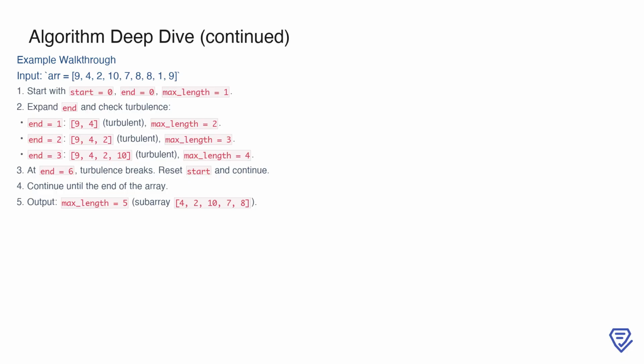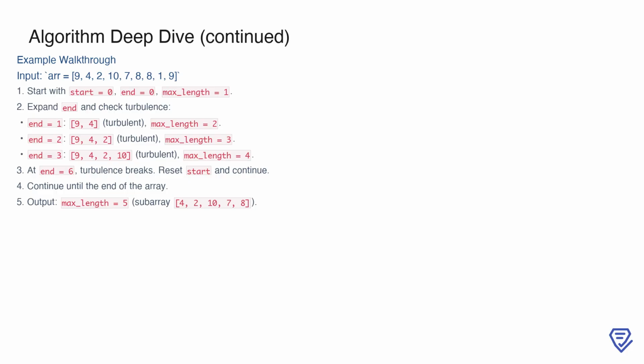As we expand the end pointer, we check the turbulent condition at each step. At end equals 1, the subarray 9, 4 is turbulent, so max_length becomes 2. At end equals 2, the subarray 9, 4, 2 is turbulent, and max_length updates to 3. When end equals 3, the subarray 9, 4, 2, 10 is turbulent, so max_length increases to 4.